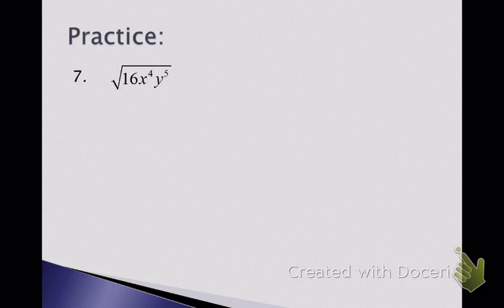All right, now we're going to start putting it all together. Numbers, multiple variables, all that kind of stuff. And if you want, you can treat each piece individually. In other words, the square root of 16 times x to the 4th times y to the 5th, we can actually split up into the square root of 16 times the square root of x to the 4th times the square root of y to the 5th.